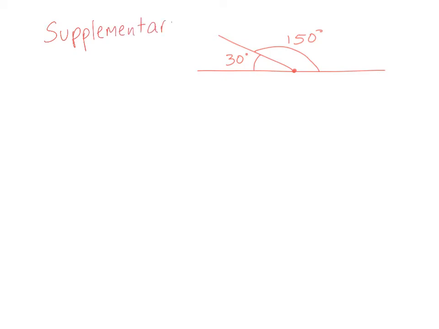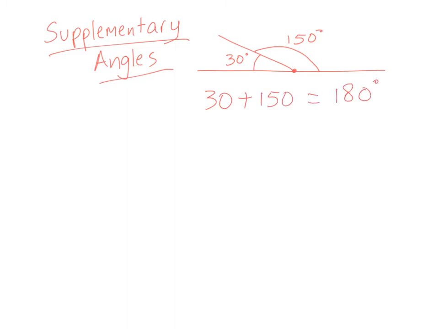Now we have supplementary angles. So two or more angles that add up to 180. So supplementary. So 30 plus 150 is 180. Now what if we add variables? A plus B is equal to 180.